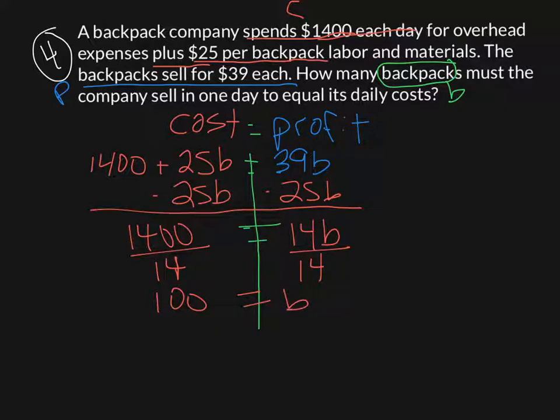So, how many backpacks is it? It's 100 backpacks. So if you sold 101 backpacks, that means you made a profit. If you sold 99 backpacks, then you didn't cover the cost, so you actually lost some money.